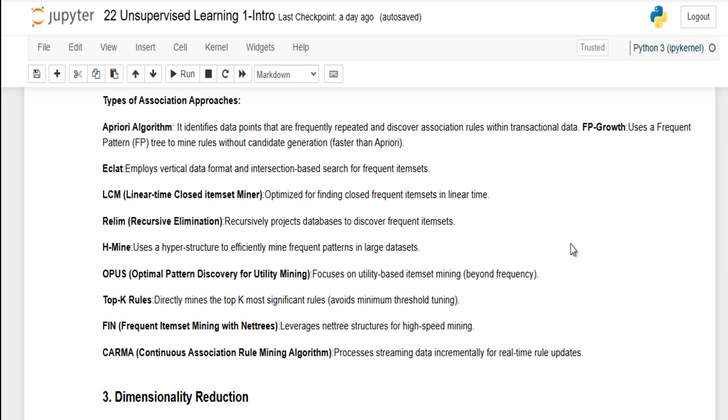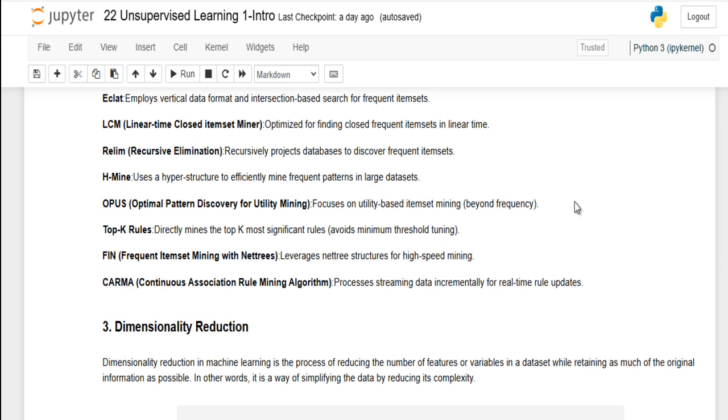These avoid minimum threshold tuning. We also have frequent item set mining with net trees. This leverages net tree structure for high-speed mining. Also have what they call KAMA, continuous association rule mining algorithm, which processes streaming data incrementally for real-time rule updates.